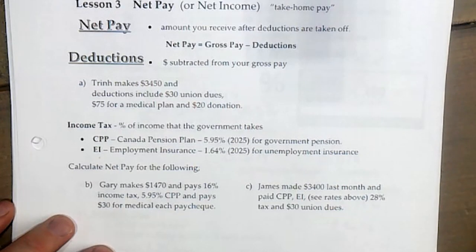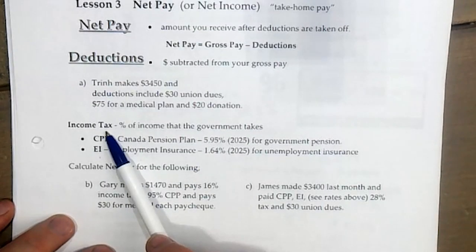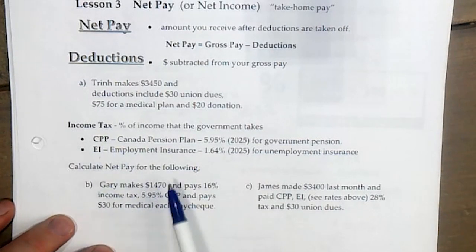So lesson 3 is all about net pay. This is what we actually get on our paycheck. Gross pay is what we earn, but we lose money to different things. A couple key things: taxes. Taxes is usually the biggest one. Maybe not for students, but once you start working full-time.